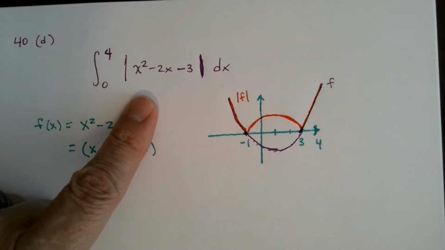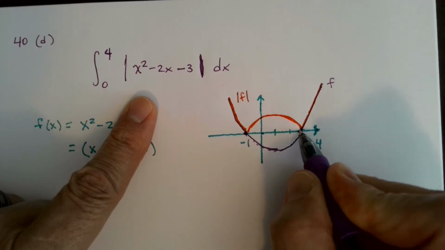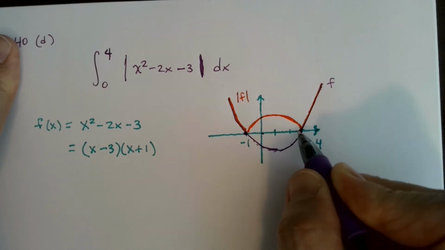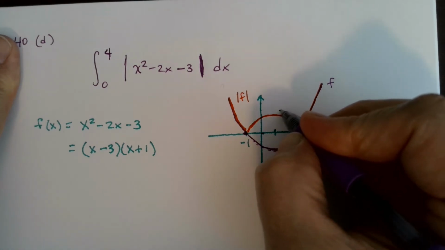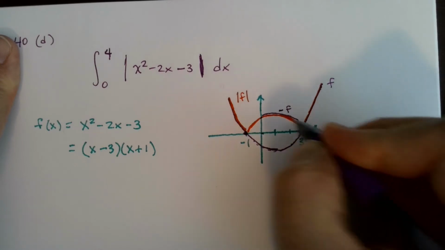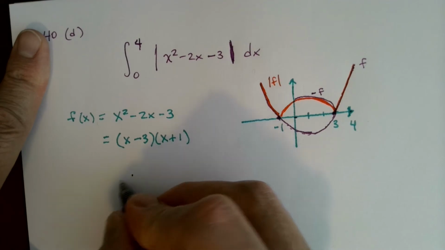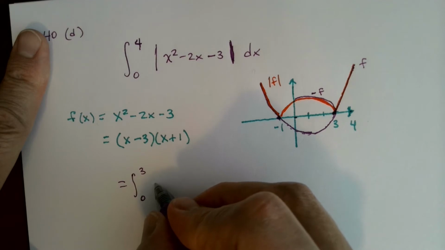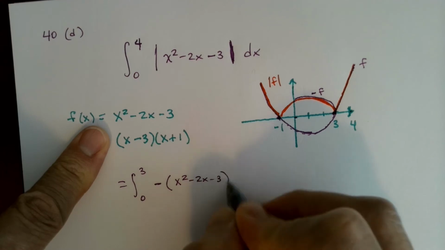In order to evaluate this integral, we've got to break it up into two parts. From 0 to 3, what are we integrating? We're not integrating the function f, we're integrating the absolute value of f. So what's the relationship? This is also negative f on this segment right here. Well, all the way from negative 1 actually to 3, but since we're starting at 0, this integral is equal to the integral from 0 to 3 of negative 1 times x squared minus 2x minus 3.